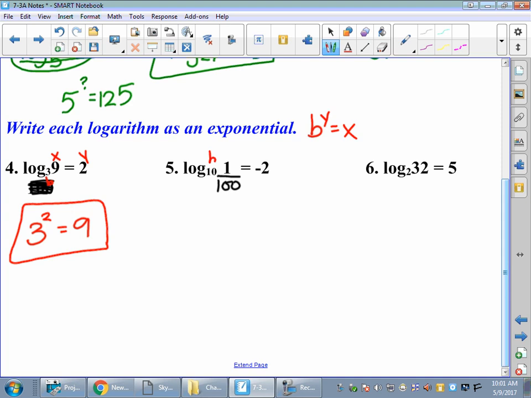Once again, we've got the base here. This whole fraction is my x value, and this is my y value. So base 10 to the negative second power is equal to 1/100th, which is true because when you have 10 to the negative second, it would flip the 10. You square it, you get 100, so you'd have 1/100. And the last one, 2 to the fifth power is equal to 32. So you raise the base to the y and it equals the x, and this is also a true statement.